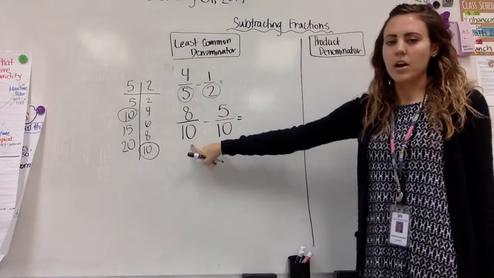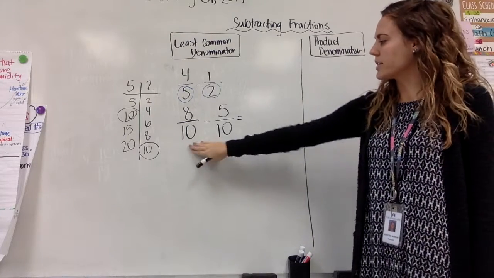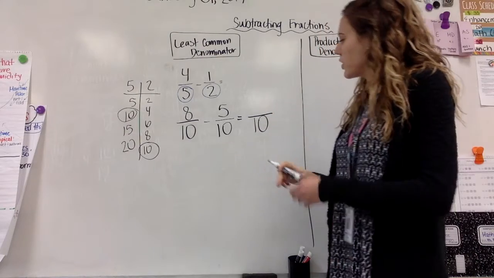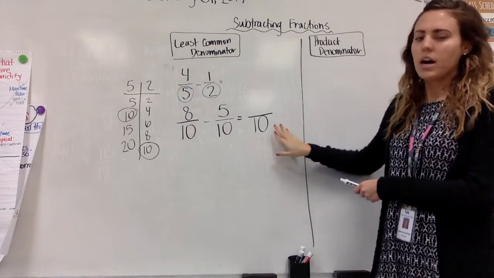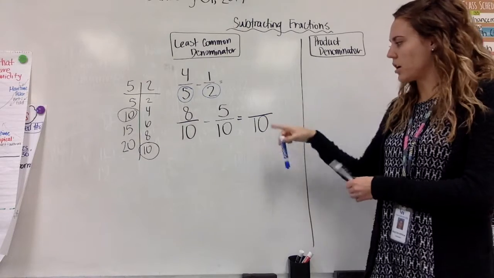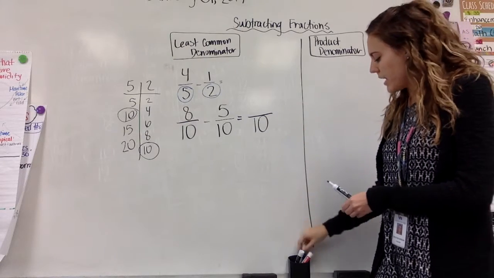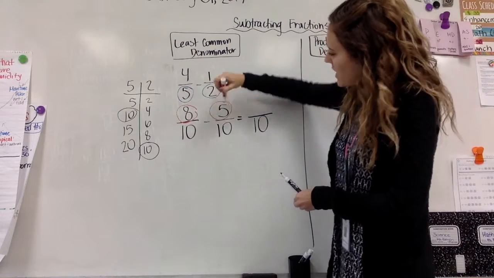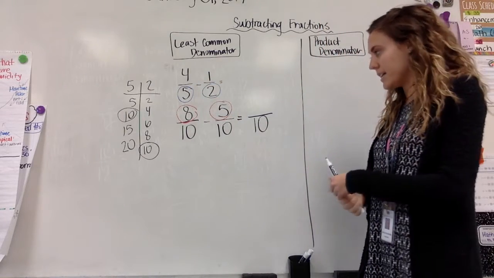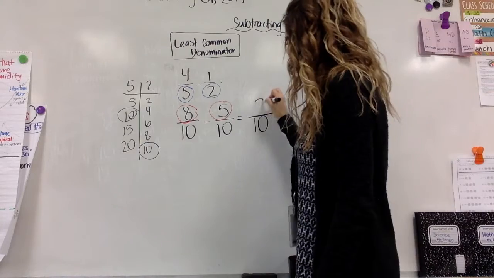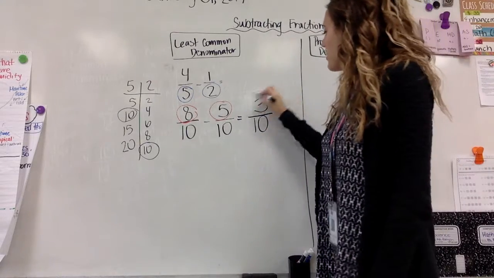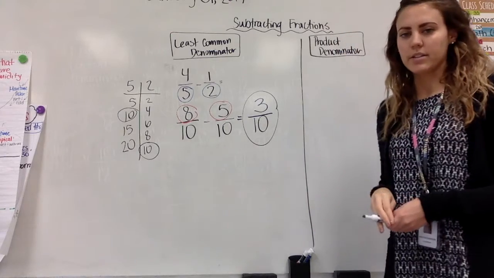Okay, now I'm gonna just bring my denominator over because these have the same denominator, so I don't subtract it. I just bring it over to show how many out of the whole it is, and 10 is our whole piece of our fraction. I'm just going to look at my numerators to subtract. So 8 minus 5 is 3, and 3/10 can't simplify, so I know that 3/10 is my answer.